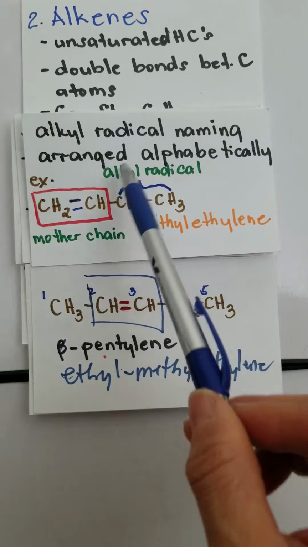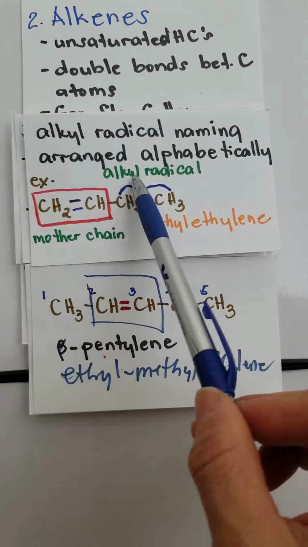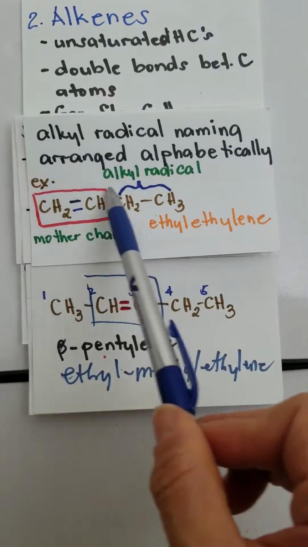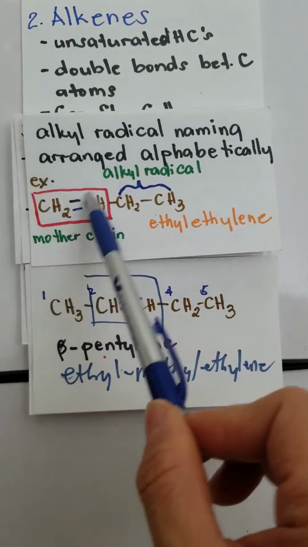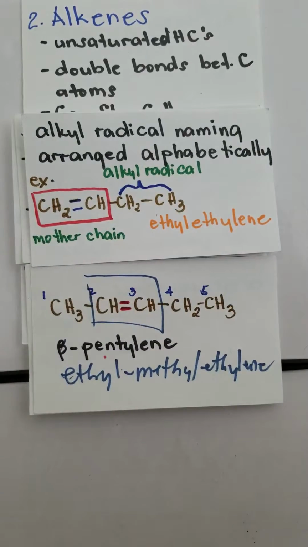The prefix comes from the word alkyl, the suffix is yl. So we have ethyl, and then plus the name of the mother chain, ethylene. So ethyl, ethylene. That is the derived system of nomenclature.